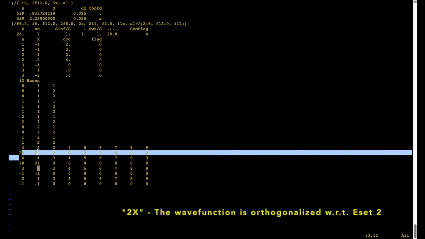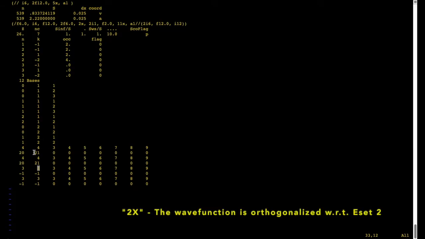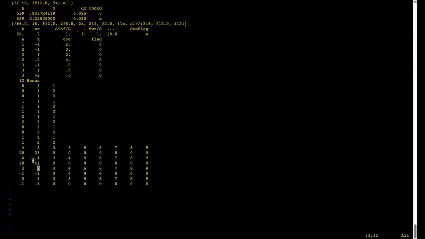Now the flags 20 and 21 actually ensure that this orbital is orthogonal with respect to this one, and this one is orthogonal to this one. So this is a good thing to have. We can keep it as it is, but maybe we don't even need to orthogonalize it, as long as the 3p states are lying deep down in energy. But I usually leave these two flags intact.